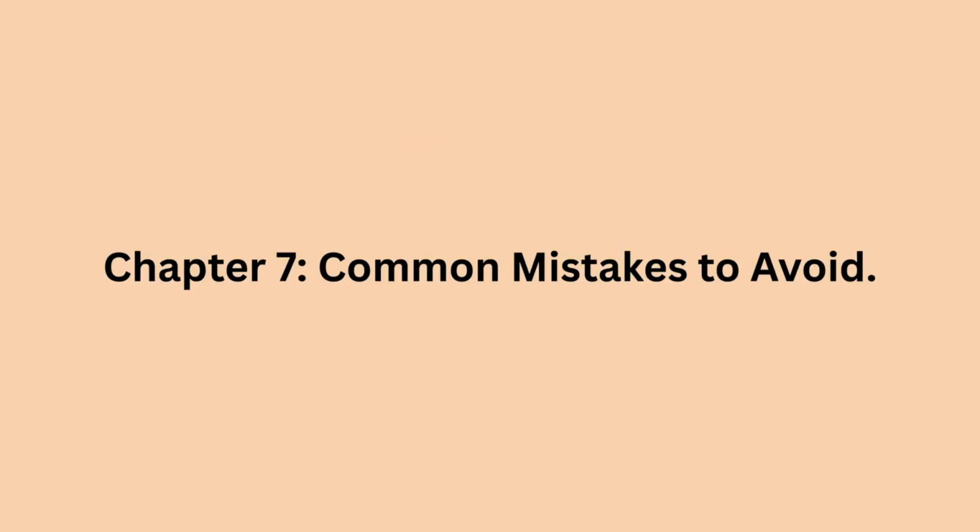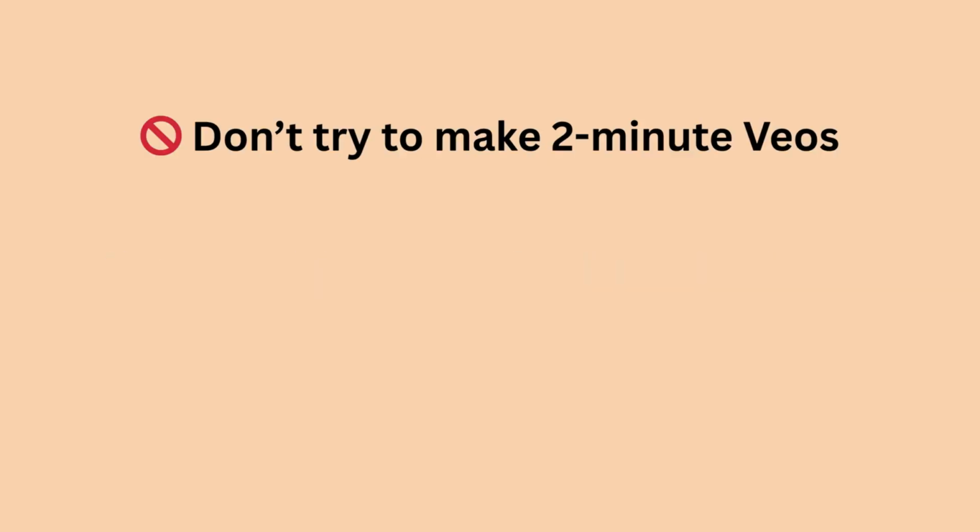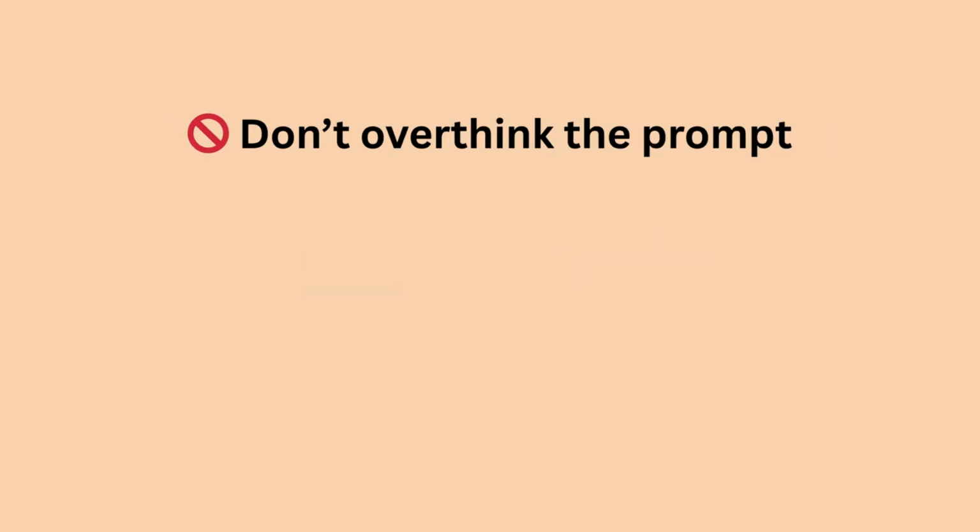Chapter 7, common mistakes to avoid. Don't try to make 2-minute VEOs. Your brain loves short bursts. Don't overthink the prompt. Keep it lazy. Keep it simple. Don't just watch once.